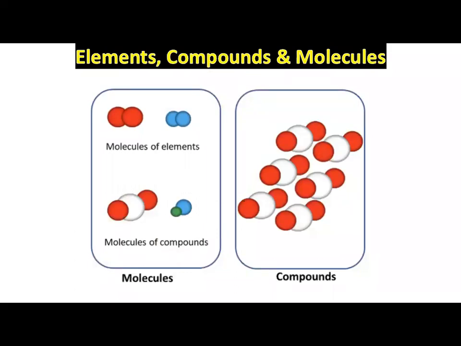An element is a material with only one type of atom. For example, pure copper contains only copper atoms. A compound is a material containing 2 or more types of atoms. For example, water, H2O, contains hydrogen and oxygen. A molecule is the smallest particle of a compound that retains all the characteristics of the compound.